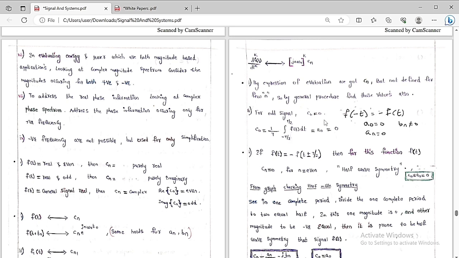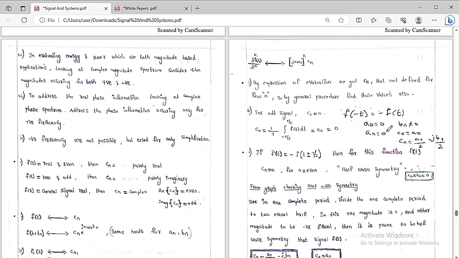Now what is C0? C0 is equal to a0. And what is Cn? Cn is equal to an by 2 minus j bn by 2, as I already told you. As an is equal to 0, Cn is purely imaginary. Therefore C0 is 1 by T integration over the 1 time period f of t into e to the power of minus j n omega naught t, and in place of n substitute 0, then we get f of t dt. This is nothing but a0.